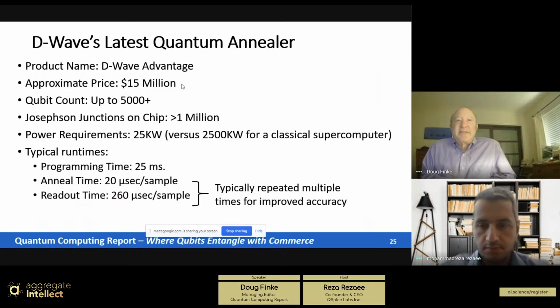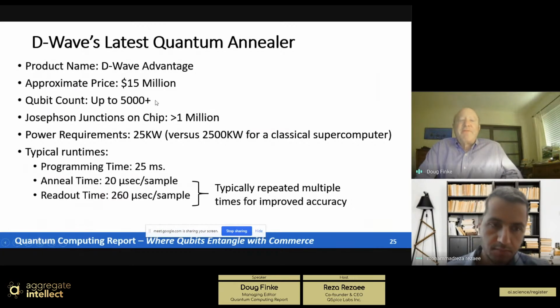Rather than selling each customer a $15 million machine, they have a few customers who have bought that, but for most of them, D-Wave has its own cloud computing capability at their headquarters outside of Vancouver, and people can log in over the internet and buy time on that machine. The D-Wave Advantage machine, as I said, has over 5,000 qubits. It has the most complicated Josephson junction design of anything in the world, over 1 million Josephson junctions.